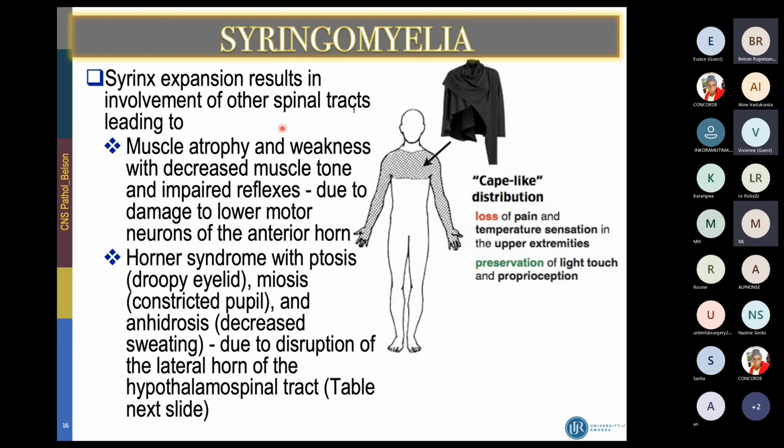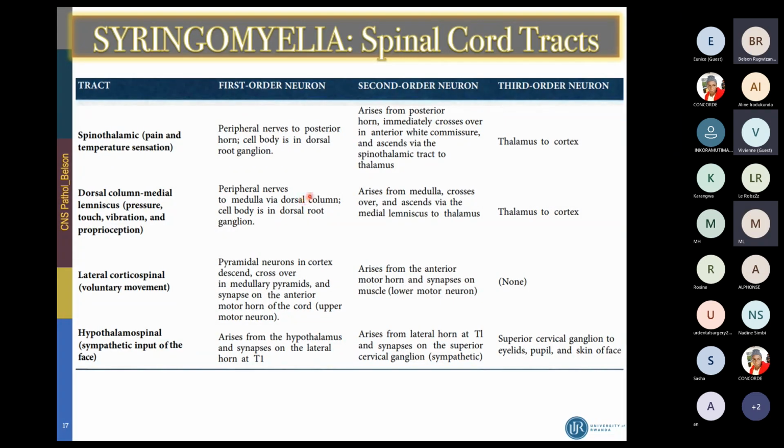So syrinx expansion results in involvement of the other spinal tracts, leading to muscle atrophy and weakness with decreased muscle tone and impaired reflexes, because there is damage of the lower motor neurons in the anterior horn. Then Horner syndrome, with ptosis, droopy eyelid, and miosis, a constricted pupil. These are explanations of these terms. Ptosis is a droopy eyelid, while miosis means a constricted pupil, and anhidrosis is decreased sweating due to disruption of the lateral horn of the hypothalamospinal tract. So there are many things about the physiology here. Syringomyelia depends on where the problem is on the spinal cord. So it is what you have here.